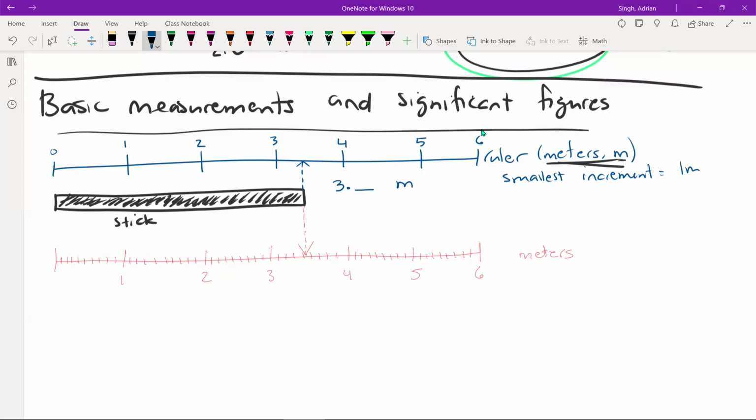And your estimation needs to be reasonable, right? So if you think about between the 3 and the 4, this doesn't quite look like halfway. So halfway would be 0.5. So maybe a little bit less than halfway. So we can say 3.4 meters. And this last digit here, that's what we're estimating. So that's our estimated digit, which means if we're estimating it, that it has to be uncertain, right? We're not absolutely sure about that because we don't have any smaller graduation lines.